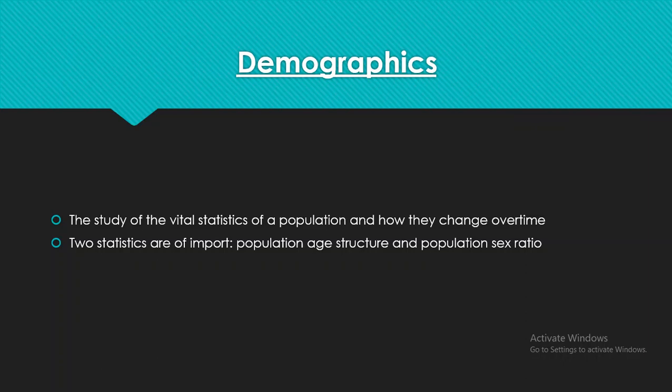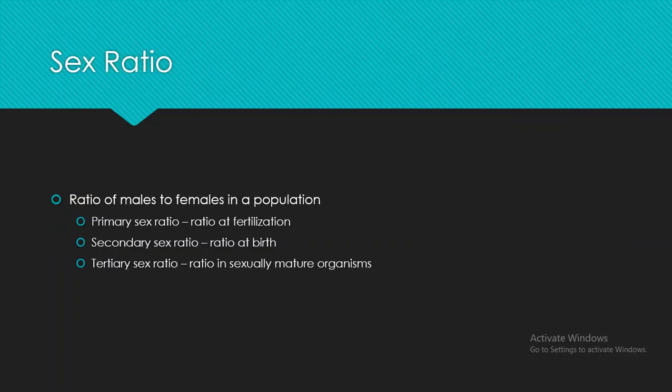Two statistics are important in demographics, which is the population age structure and the population sex ratio. Animals tend to reproduce sexually and asexually. Some animals reproduce asexually, meaning nagki-clone nila yung sarili nila. Common siya sa some species of worms, sa bacteria, ang asexual reproduction. And minsan din sa ibang animals na kung saan may kinakat off silang part ng katawan, then mag-sprout na ng panibagong individual na identical dun sa parent individual.